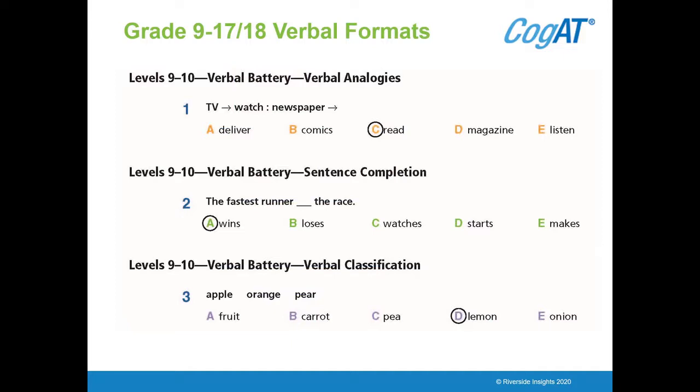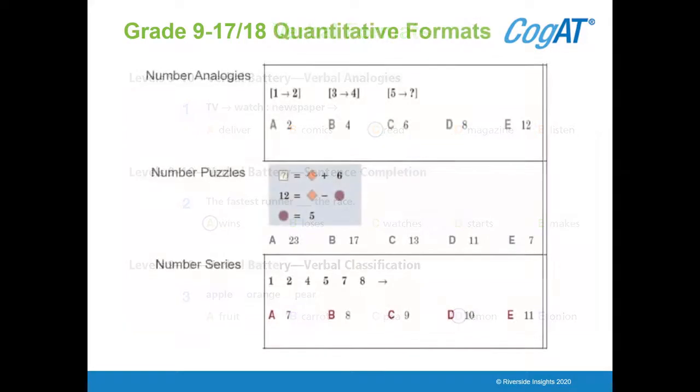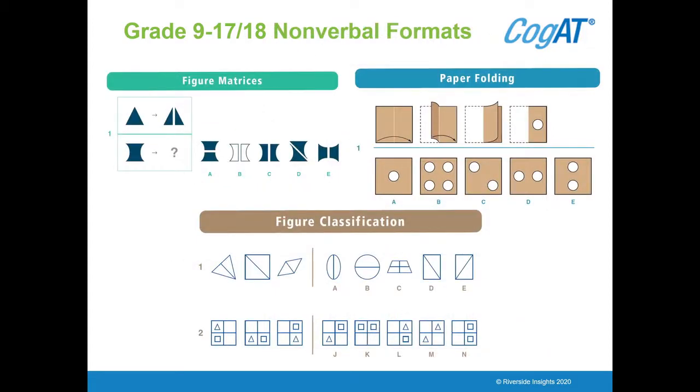The upper levels of the CogAT verbal battery for grades 3 and above uses words, but the same basic item tasks as the lower levels. This is the same for quantitative. We now use numbers and symbols in a more formal math format, but the task for the students is the same as for younger grades. The upper level nonverbal formats look just like the lower levels, but they increase in their complexity and challenge for students.